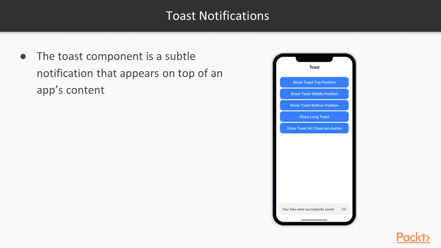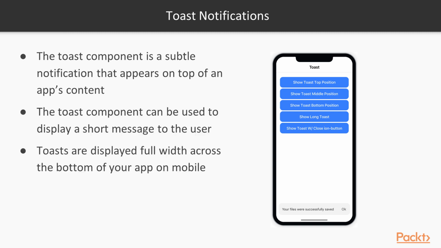To display a toast notification, we use toast controllers, and a toast component is just a subtle notification that appears on top of an app's component. It can be used to display short messages to the user. So now that we know what toast notifications are, let's learn how we can use the toast controller to display toast notifications within our Ionic application.